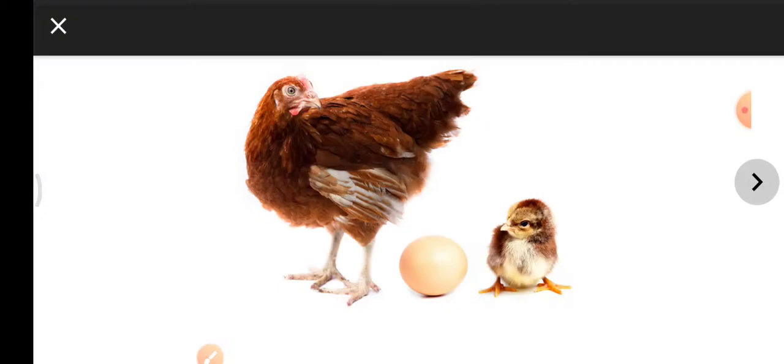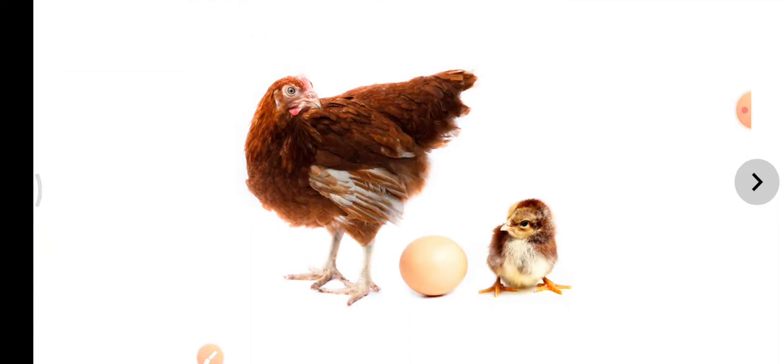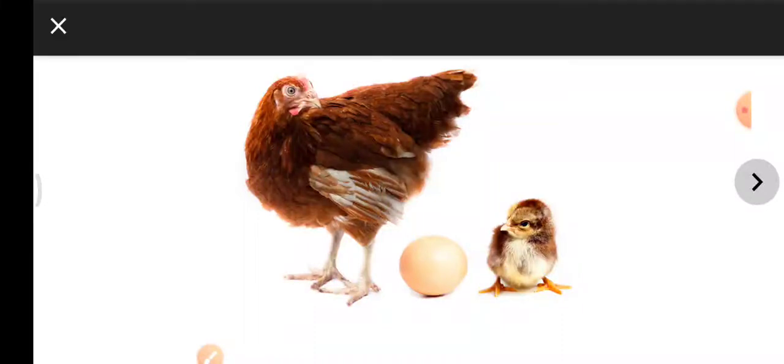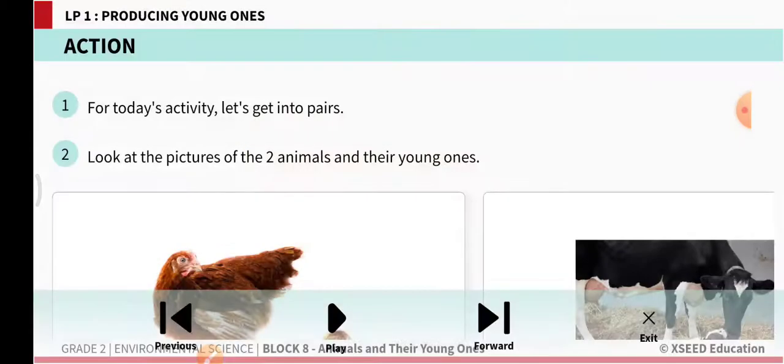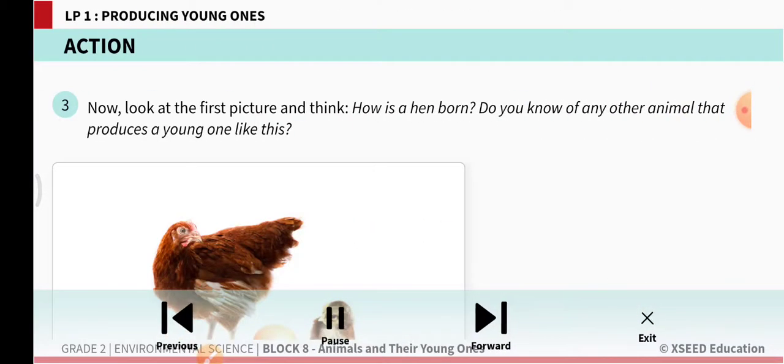Now observe this picture. In this picture you can see a hen. It laid an egg. From the egg out comes the chick. Okay, when the egg hatches, the chick comes out. So this is one way of producing the young ones, that is by laying eggs. Some animals like the birds, snakes, they lay eggs, right? Now let us have a look at this picture.